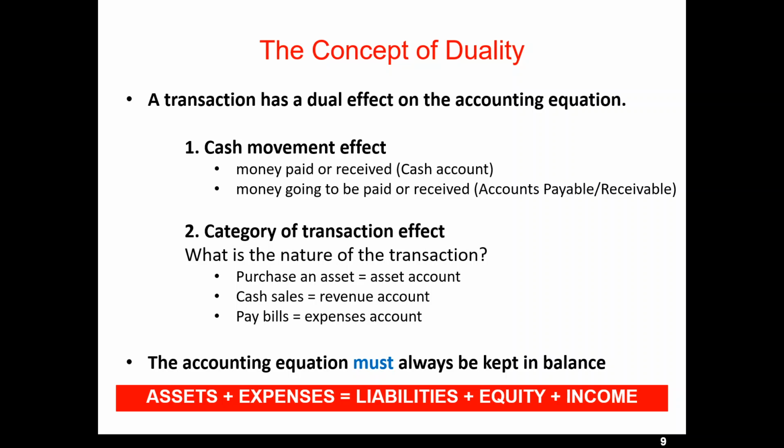Every transaction has a cash effect, money paid or received, or money going to be paid or going to be received. Say in credit sales, my money is going to be received, which arises in accounts receivable. Say in cash sales, you receive money on the spot. The next effect is the category of transaction effect. That means the nature of the transaction. It could be increasing or decreasing an asset, for example, purchasing or selling a non-current asset. Or it could be related to an income or expense. Or it could be related to increasing or decreasing equity. Or it could be related to increasing or decreasing a liability, as in acquiring a loan or repaying a loan. Once recording both these effects, the left-hand side of the equation must be equal to the right-hand side of the equation. The accounting equation must be kept in balance always.